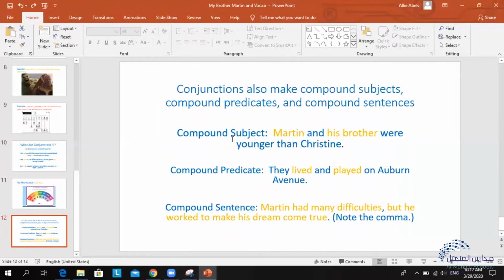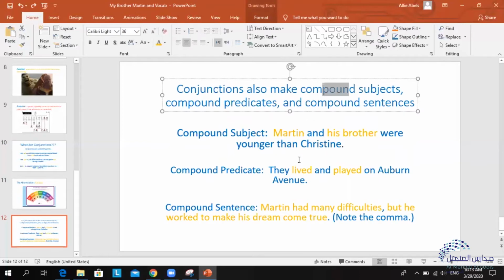I want to end off with this last slide. Conjunctions also make compound subjects, compound predicates, and compound sentences. In order for us to know what this means, we need to understand what the word compound means. Compound means more than one. So conjunctions like for, and, but, or, etc. also make more than one subject. They also make more than one predicate, and they also make more than one sentence. So compound sentences are simply more than one sentence.